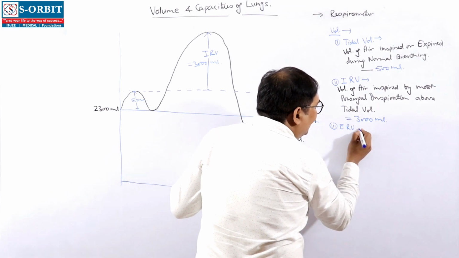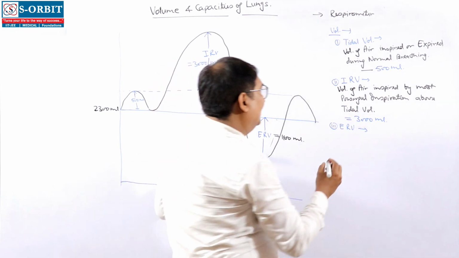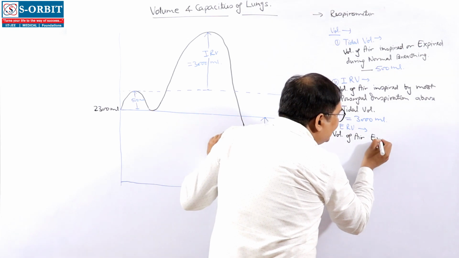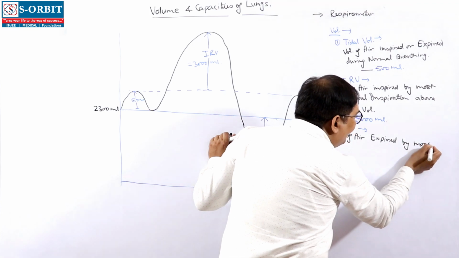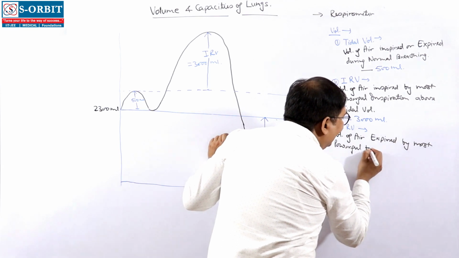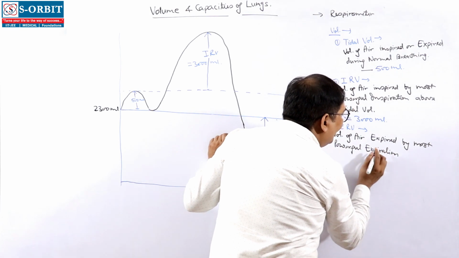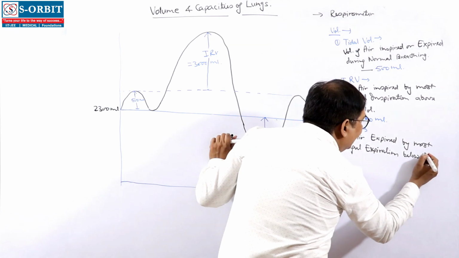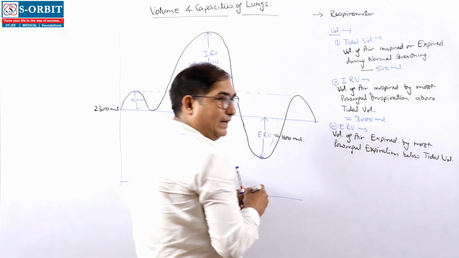So this comes under expiratory reserve volume. And what is the expiratory reserve volume? It is the volume of air expired by most powerful expiration below tidal volume, and it is about 1100 ml.